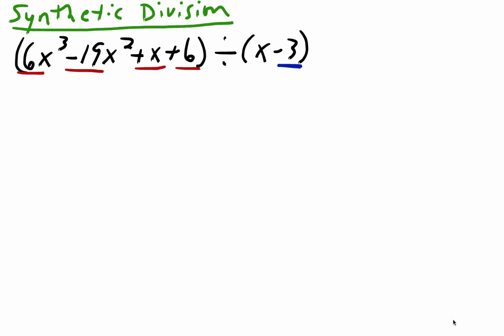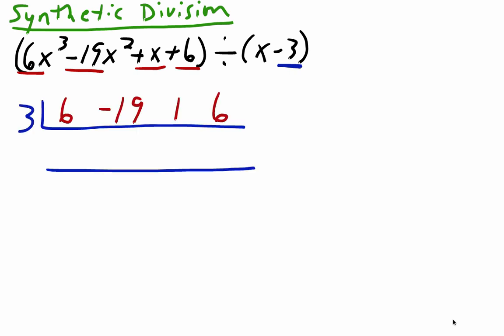Now if this was a plus 3, then we'd be using negative 3 in our problem, but since it's minus 3, we just use the 3. Alright, so I set it up there. I only use the coefficients, and you can see I set it up a little bit different. And also in this one, we're going to be adding our terms instead of subtracting like in long division.